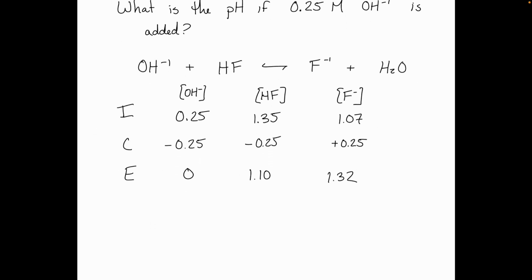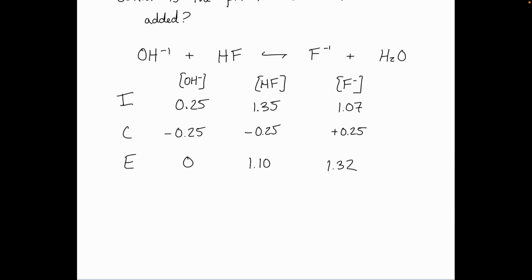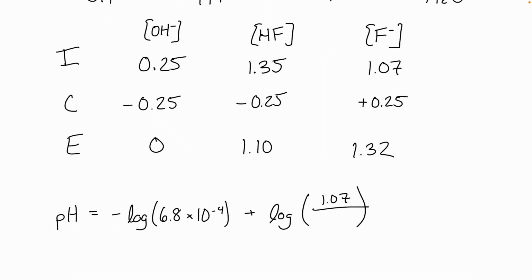And if I want to find the pH, I'm just going to turn around and plug this right back into our Henderson-Hasselbalch equation, just with my updated concentrations of my conjugate acid and base. Right? So now it's not the 1.35, but rather the 1.10 and the 1.32. All right, so you guys can sort of do this one on your own, but just to make sure that we're getting the right answer here, you should get 3.25.